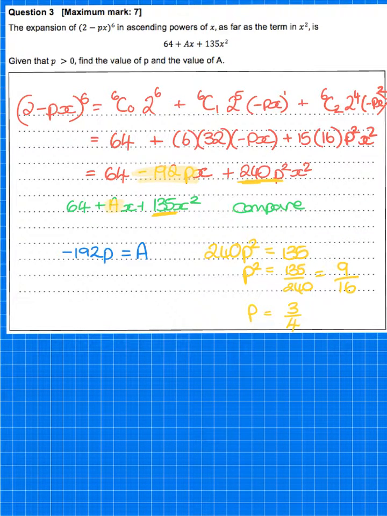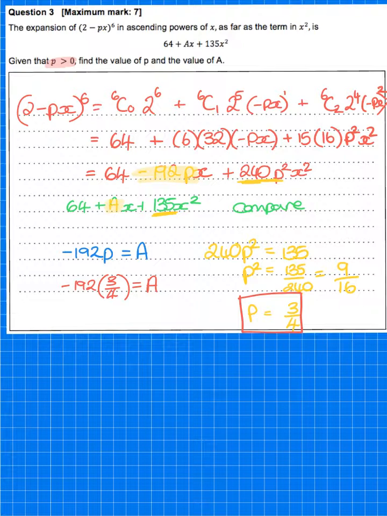Now, normally when we square root something, when it's p squared equals and we square root to get p, we would put a plus or minus. But it does say in the question that p is greater than 0, so we're not going to include the negative. So we know what p is. It's 3/4. So now once we know what p is, we go, well, that a is going to be 192 times 3/4 will equal a.